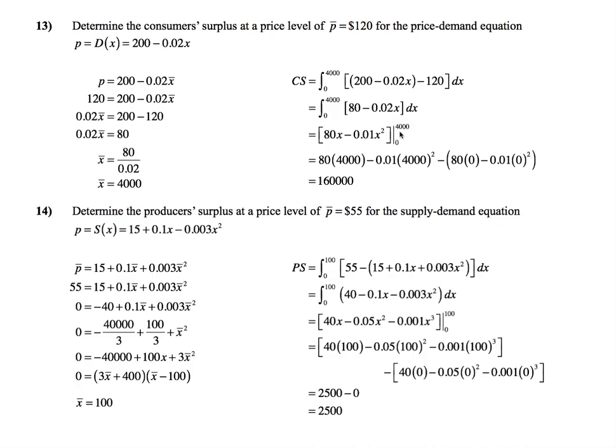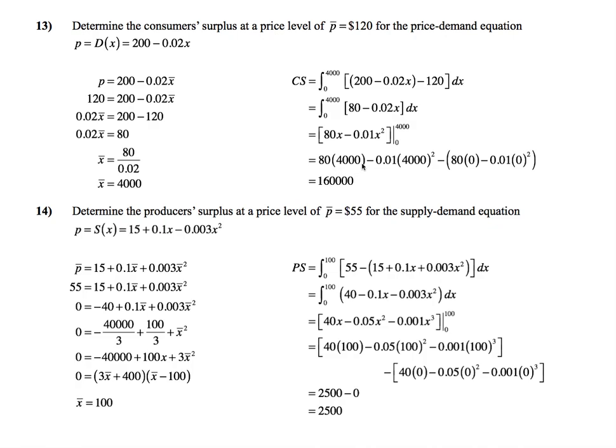You evaluate that antiderivative at the upper limit, so you put a 4,000, in this case, in wherever you have an x. That's here and here. And then you just simply evaluate 4,000 squared times 0.01. You subtract that from 80 times 4,000.